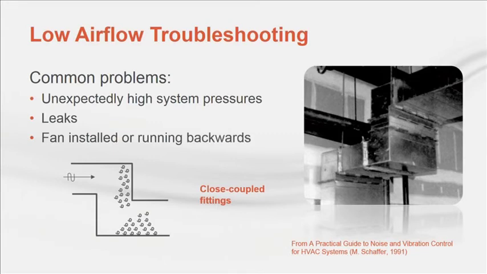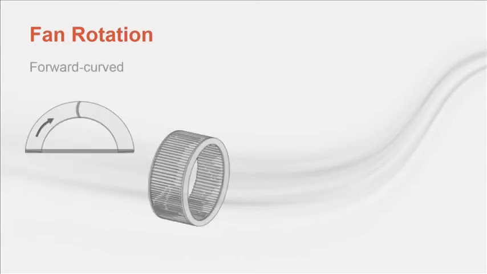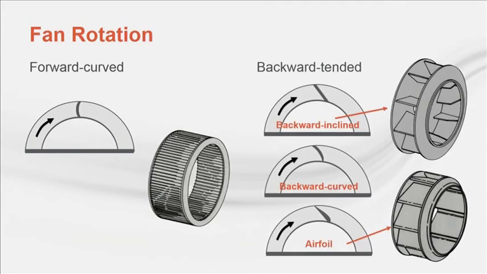The next one could be easy. Simply review the sticker on the fan to ensure the fan is spinning in the correct direction. If no sticker is present, or if there's a suspicion it was placed incorrectly, it's not hard to determine the proper rotation of a fan. Most fan types are intended to operate in a specific direction. Use the following guidelines to determine proper rotation. If the fan in question is forward curved, the fan should cup the air as shown. If the fan is backward tended, as is the case with backward inclined, backward curved, or airfoil fan types, the fan should slap the air as shown.